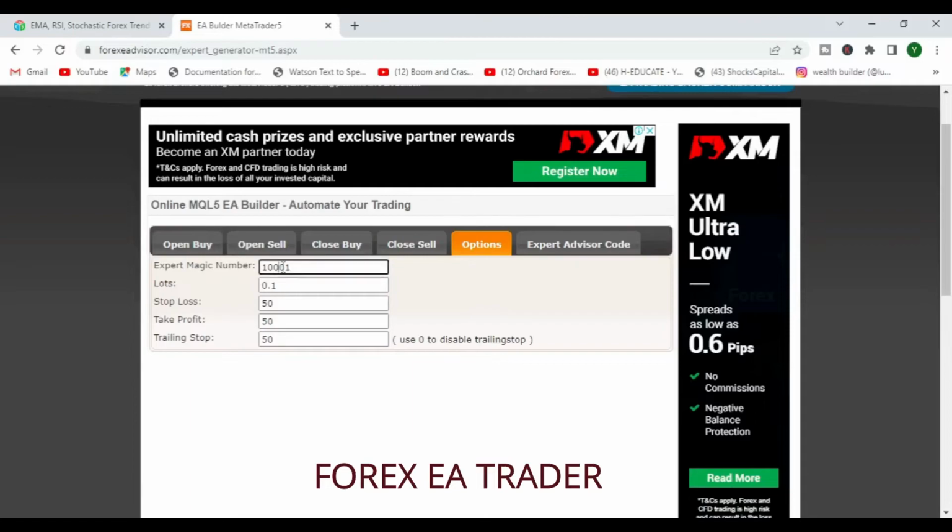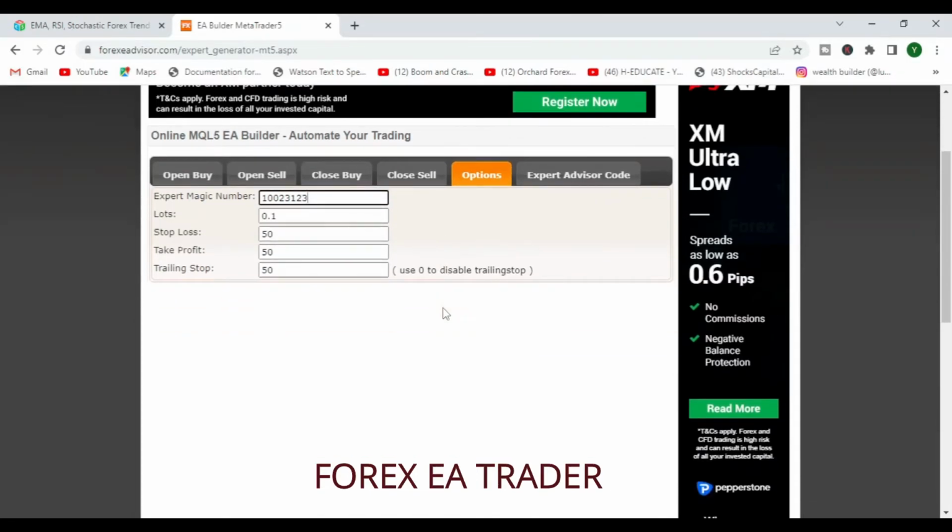And then we come here to options. Here you can set a magic number for your robot so that it knows the trades that it placed, so that it can manage those trades only and not manage the trades that have been placed by other robots or that you have placed manually. So that's why you use a magic number. You can change your lot size here to just keep it to the basic one. Then here you can set stop loss, you can set take profit, you can set trailing stop.